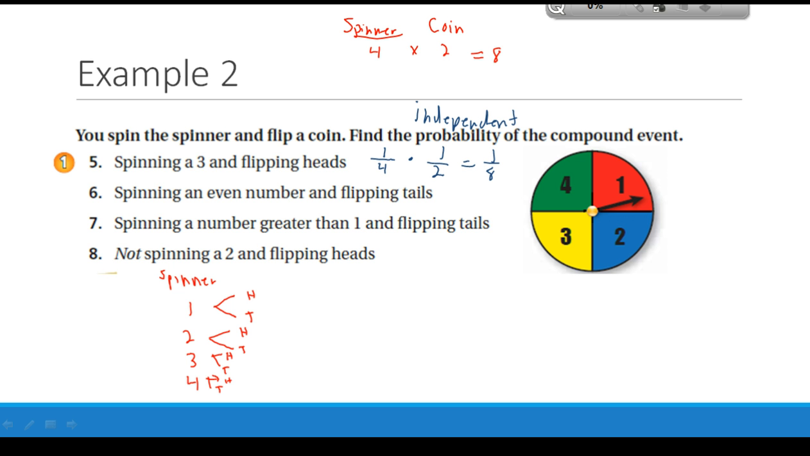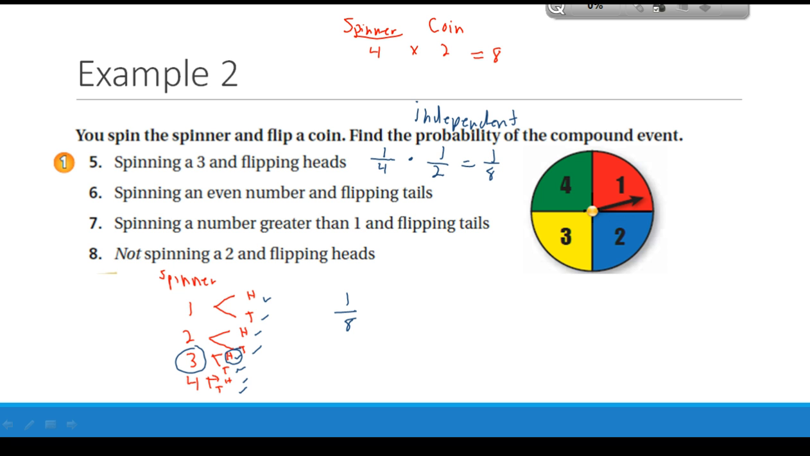Okay, and then to check that, what we said is we spin a 3. So here's the 3, and we flipped a head. Okay, so that means there's only one where there's a 3 and a head. So 1 out of these 1, 2, 3, 4, 5, 6, 7, 8 choices. So 1 out of 8. So that's how you could do it using the tree diagram. But again, you don't need to actually draw the tree diagram.